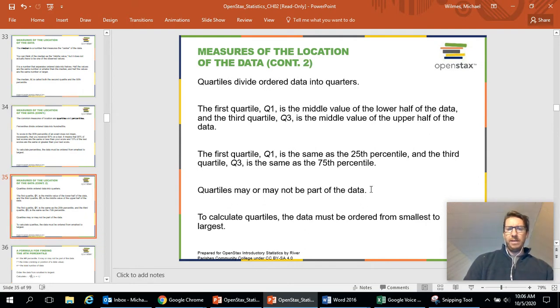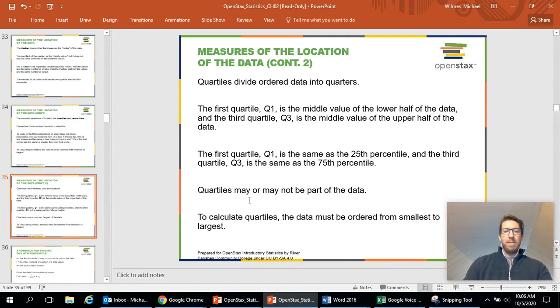Quartiles are the same as percentiles, but it's just a different way to name them. So the first quartile, that's the 25th percentile. It's the middle value of the lower half of the data. So split the data right in half, look at the lower half, the middle of that. That's the 25th percentile, or quartile 1. And quartile 3 is the middle part of the upper half of the data. That's the 75th percentile, quartile 3.